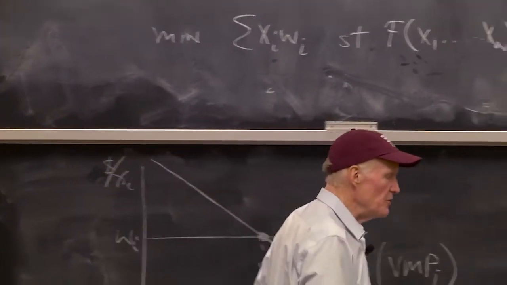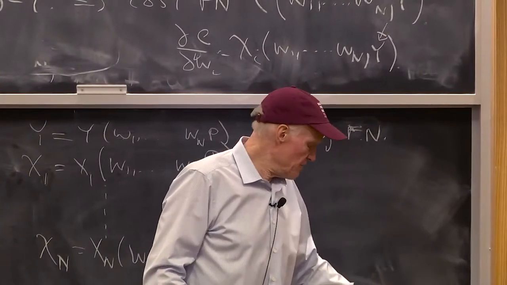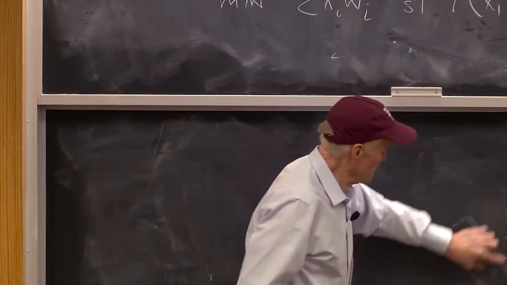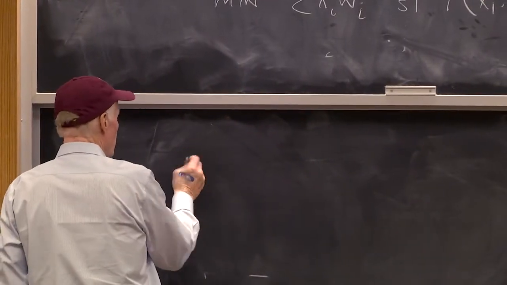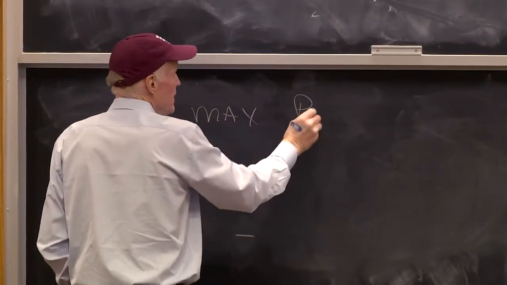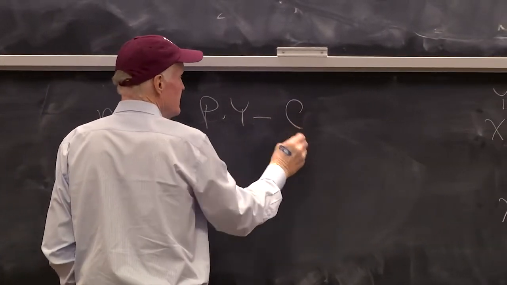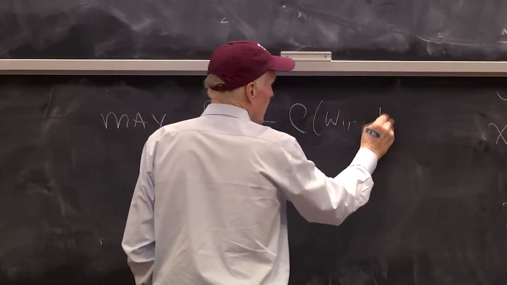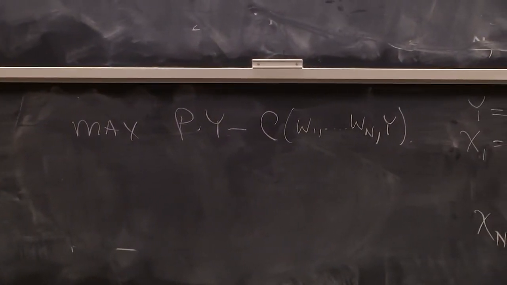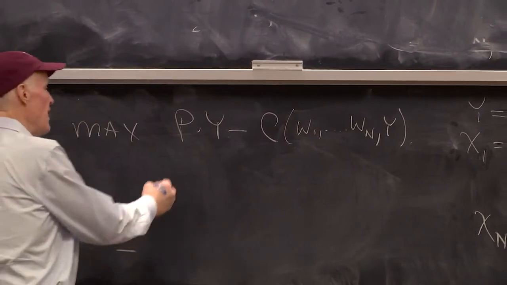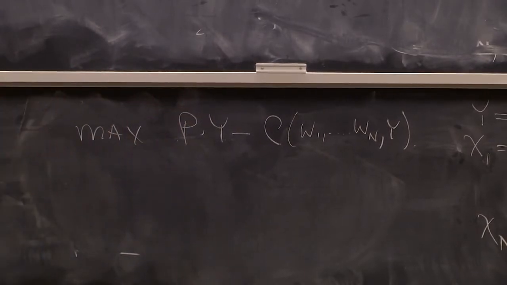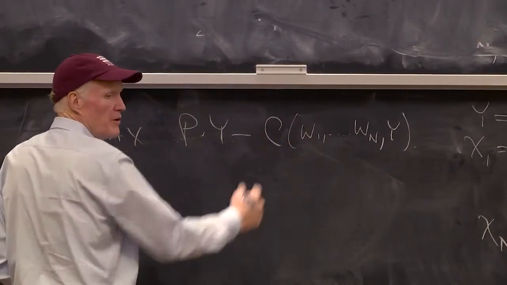So what do we do in step two? How are we going to solve step two now? Well, step two is pretty straightforward now. Only variable we're now choosing in step two is y. We're going to max py minus c of w1 up to wn and y. Okay, that's going to be our problem. Maximizing profits now comes down to choosing the level of output that maximizes our profit, which is the difference between our revenue and our costs.